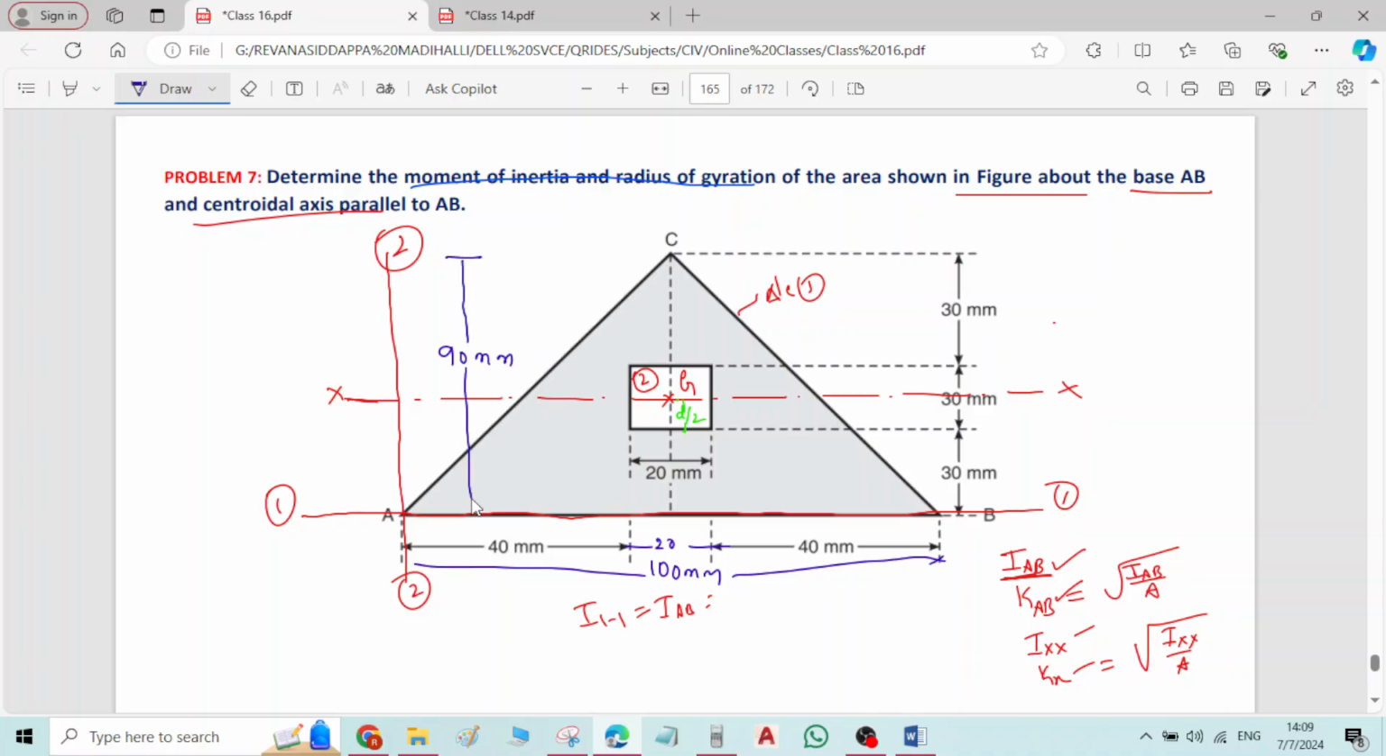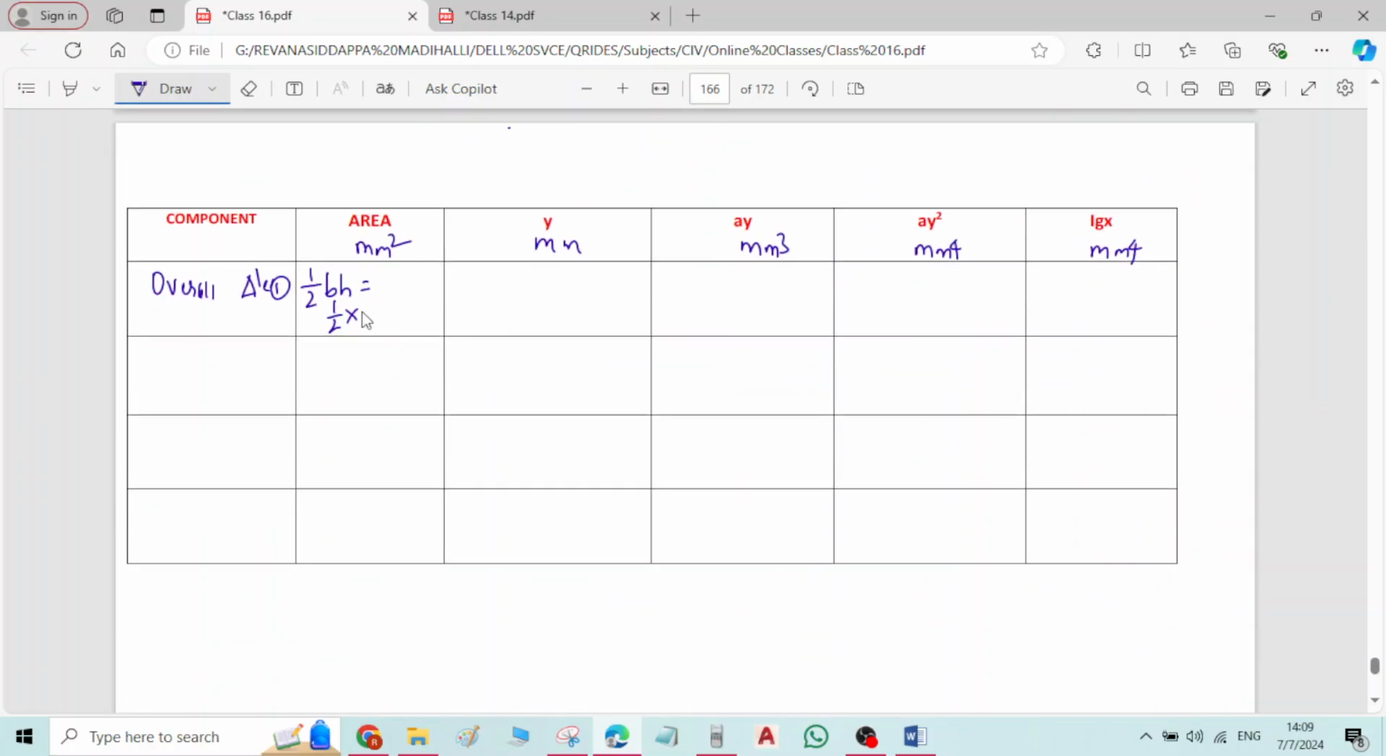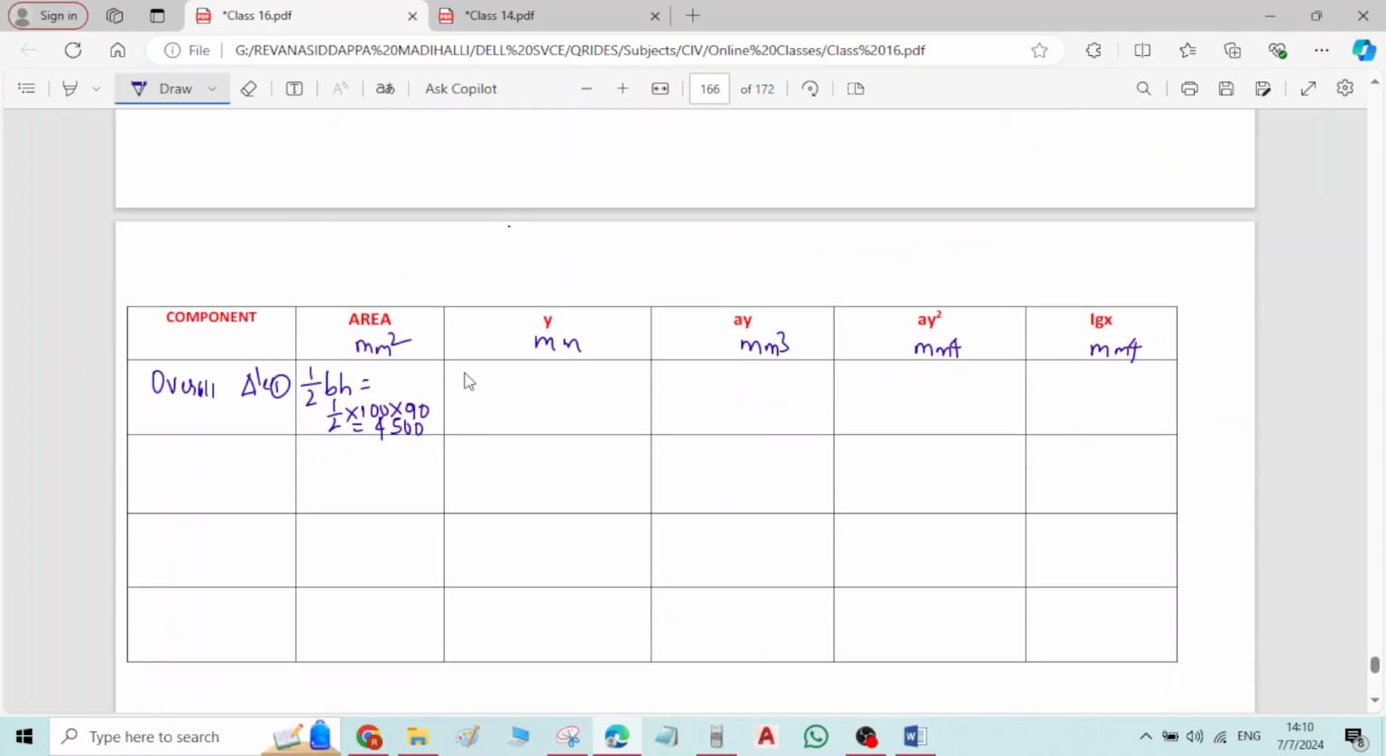Overall height of the triangle is 90 millimeter. So 100 into 90. Answer for this is 4500 mm square. Coming to the y value for triangle, we know the formula, that is h by 3. Height is 90. Divided by 3, you will get 30 mm.